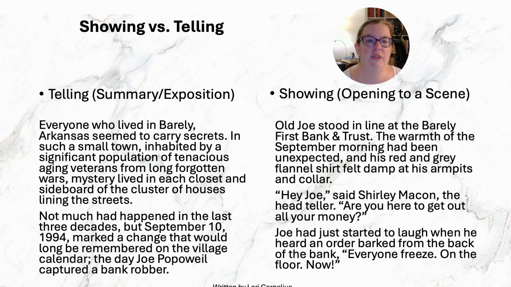I hope you can see that there is a way to tell your reader something and a way to show them something. In showing, you will see there are significant concrete details included. We see Joe standing in line at the bank. We see his red and gray flannel shirt. We hear the conversation banter between Joe and Shirley, the bank teller.